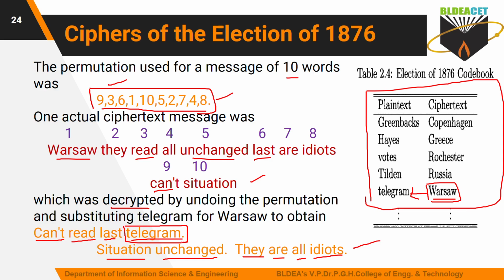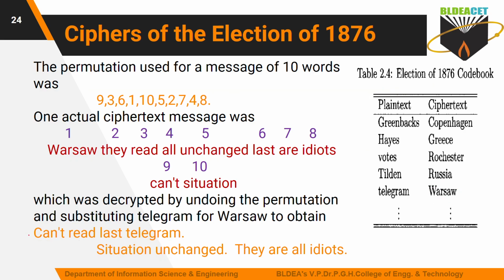Okay, so after code book and transposition, what message will you get? This message is what you call the plain text here. If you read this plain text, you can understand what it actually says: "Can't read last telegram. Situation unchanged. They are all idiots." Yes, this has some meaning. This is your plain text here.